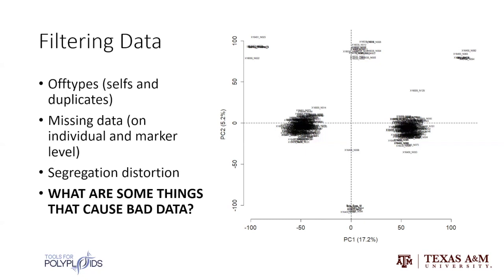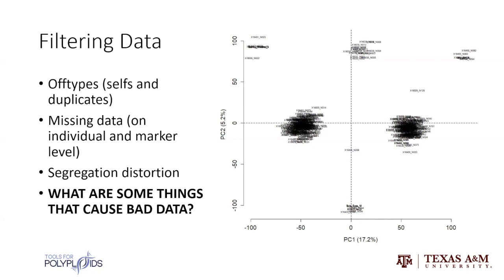The problem is a lot of the mapping software don't take segregation distortion into account. So their priors or their assumptions are that things are following Mendelian patterns. So when we include segregation distortion markers, it's going to result in maps that have large gaps. Now, that's not to say that it's not really there in your population.